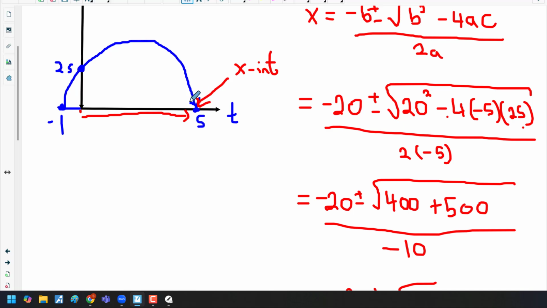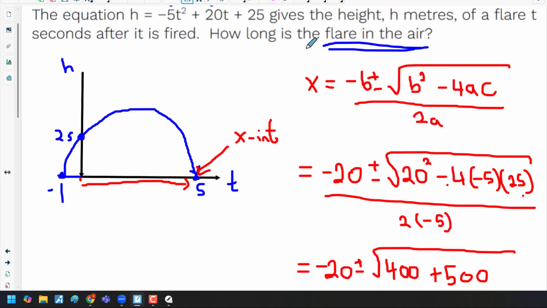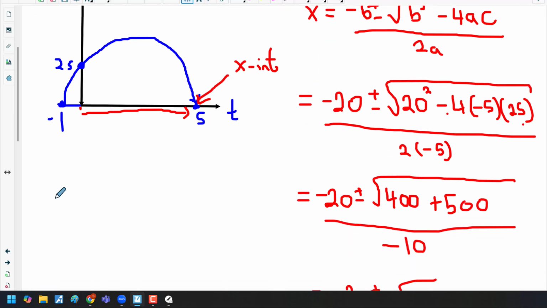That means the height of the flare is going to be 0, meaning it's going to be on the ground. That's what it means to have a height of 0. The thing is on the ground. It's on the ground at 5 seconds, meaning it's going to be in the air for 5 seconds. So how long is the flare in the air? The flare is in the air for 5 seconds. Make sure you write that down.